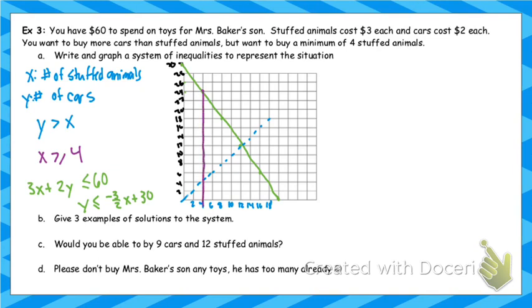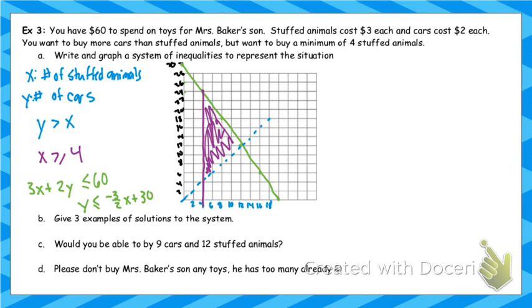So now let's look at our shading. I want to shade to the right of the purple, above the blue, and below the green. So where all 3 of those would meet up would be in this triangle right here. So the reason we like the graphs of this is because that shows us all of the possible situations instead of having to list all of those possible points.